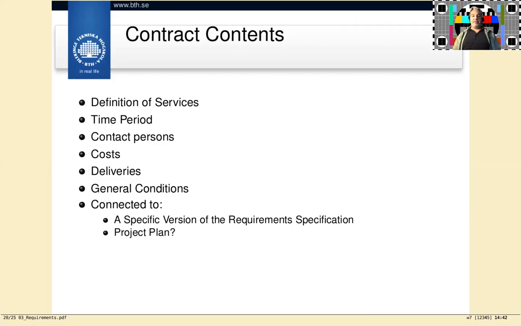Items to have in the contract. What services will you be delivering, during what time, what deliveries will be delivered at what time, whom to contact on both sides, what it'll cost, what actually will be delivered, and so on and so forth, and then relate that to requirement specifications, maybe even a project plan, so that you have an idea of that. I'm not sure about that, because that means that you can't even replan your project without renegotiating the contract, but sometimes you'll see that.